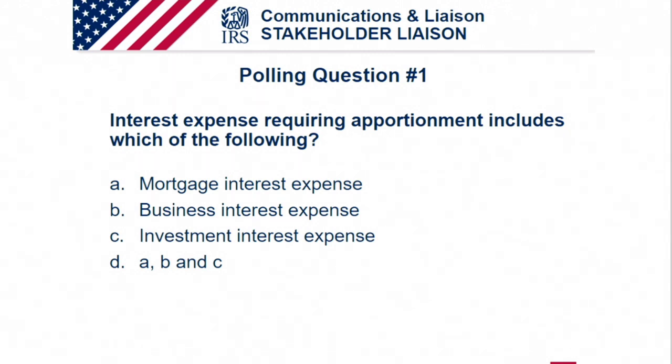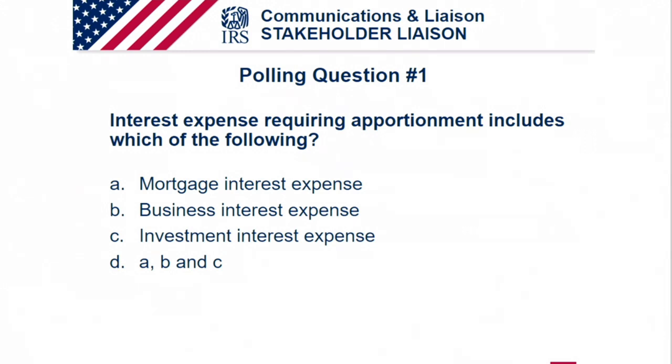So, audience, here is our first polling question. Interest expense requiring apportionment includes which of the following? A, mortgage interest expense, B, business interest expense, C, investment interest expense, or D, A, B, and C. So let's take a moment and click the radio button that best answers the question.